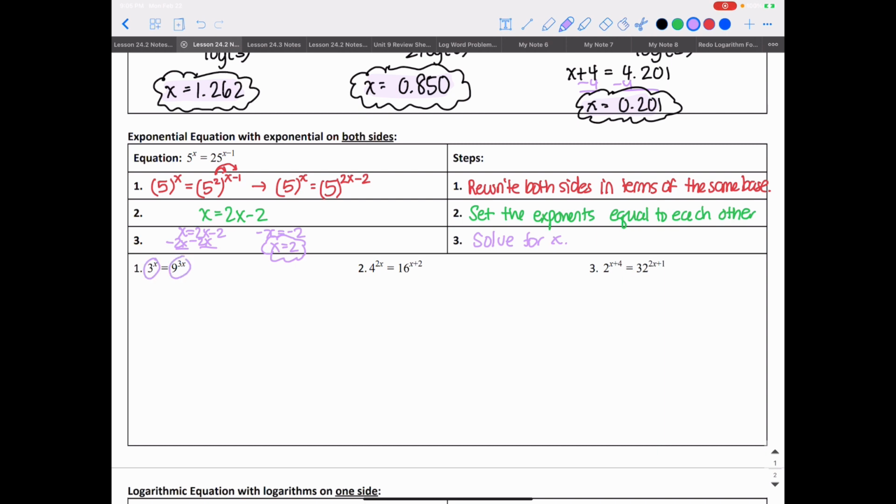All right, for the problems I have here, they have exponentials on both sides. A base raised to an exponent, base raised to an exponent, and this one's the same.